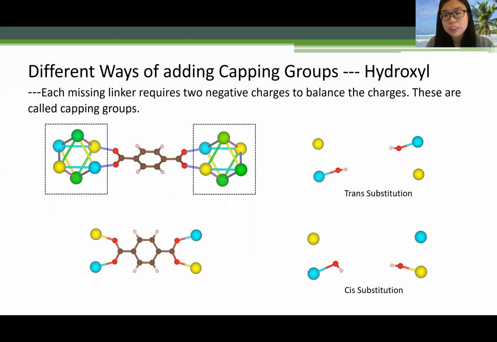On the right, add different colors to differentiate those four open metal sites. If you add the capping group to zirconium with the same color, we call it a trans-position. And if you add the capping group to zirconium with different color, we call it a cis-position. It already proves that the lowest energy arrangement is trans-substitution.